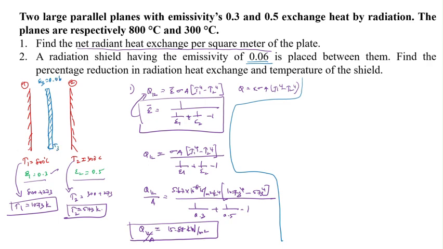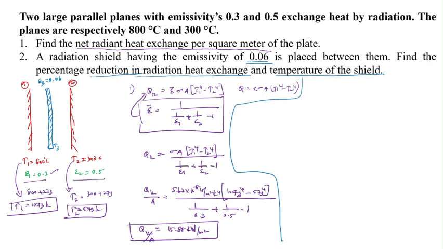Radiation, you don't know the temperature of this shield. So by inserting the radiation shield between the two plates 1 and 2, by what percentage is the radiation heat exchange reduced? So what is the percentage reduction in the radiation heat exchange, and what is the temperature of the shield? In the second part we are going to find two things: one is how much percent of radiation is reduced, and then the temperature of the shield.